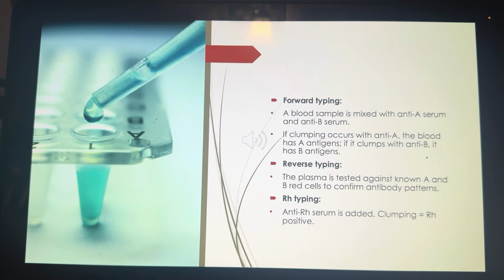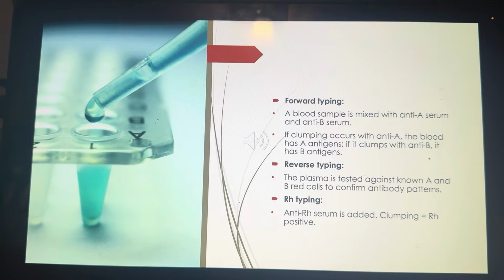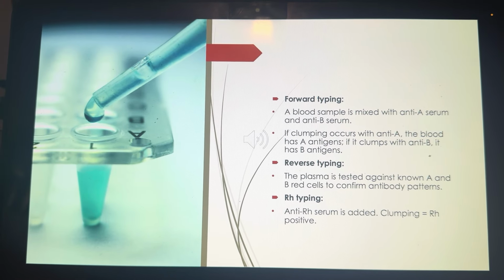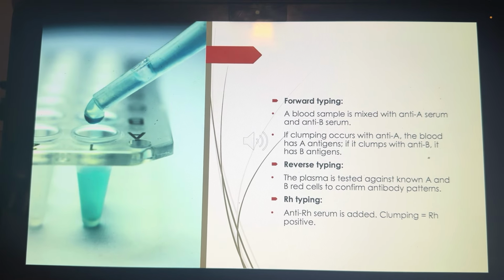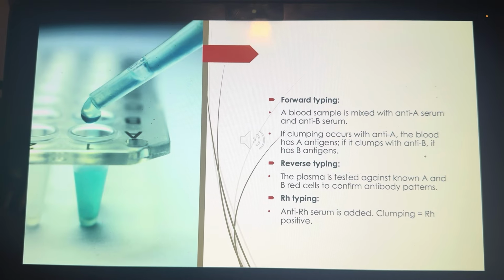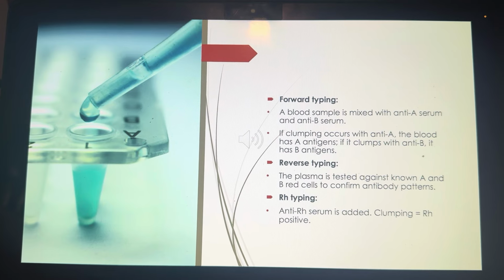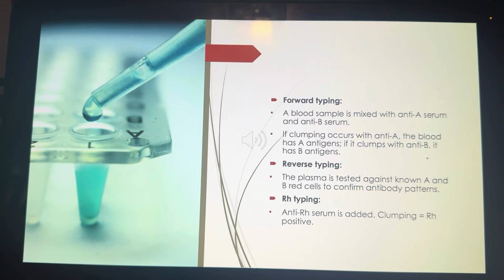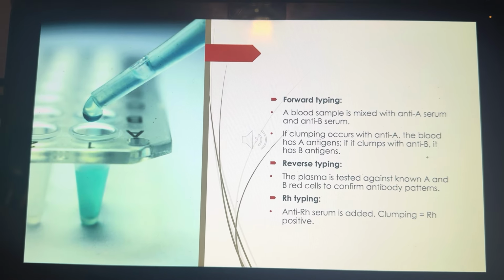To determine someone's blood type, a lab uses a technique called forward and reverse typing. In forward typing, a blood sample is mixed with anti-A serum and anti-B serum. If clumping occurs with anti-A, the blood has A antigens. If it clumps with anti-B, it has B antigens. In reverse typing, the plasma is tested against known A and B red cells to confirm antibody patterns.